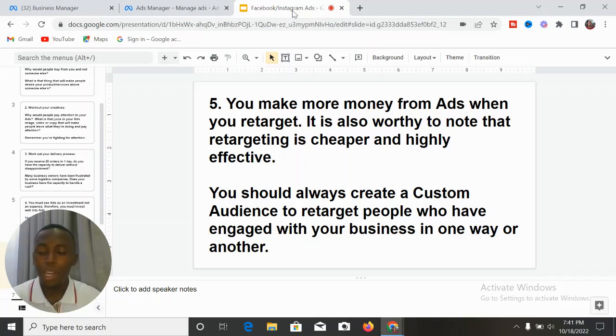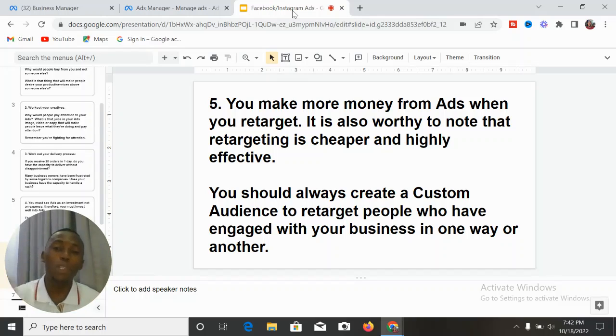They open any app, they see you. They open the music streaming apps, they see you. They go to different websites, they see you. Everywhere they are, they see your business, they see your advert. You are following them up and down until they buy. It is not expensive, it is cheap, and it is effective.